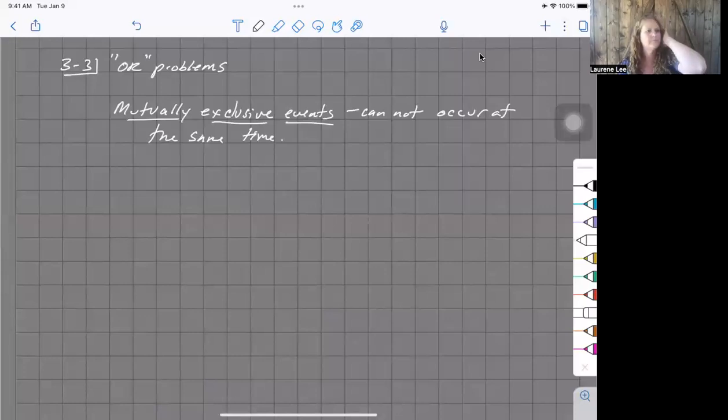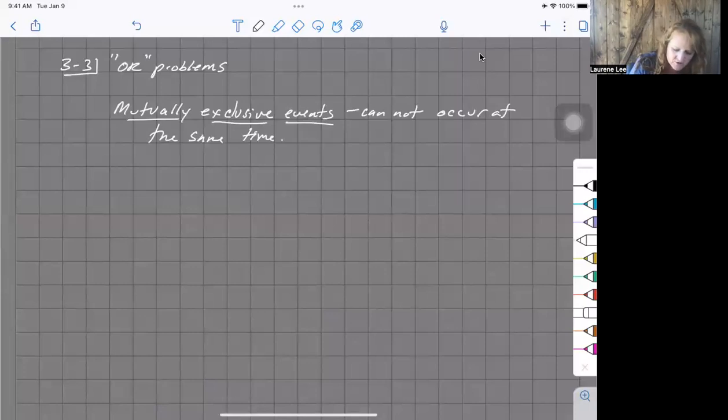So why this is important is because, again, just like our AND problems with independent and dependent events, the OR formula changes slightly depending on if the events are mutually exclusive or not. So our overarching rule for OR problems is that they are addition problems.